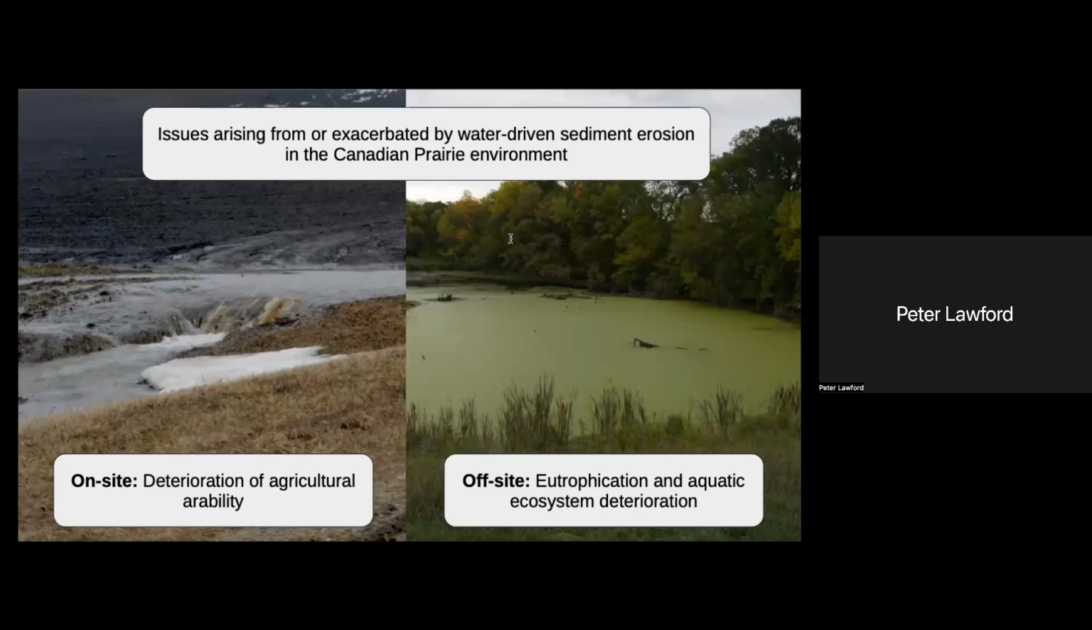If we consider soil erosion, there are several issues that arise from or are exacerbated by water-driven sediment erosion, which is what I'm most interested in for the Canadian prairies. We can divide these into on-site issues, such as deterioration of agricultural arability, and off-site issues, particularly eutrophication and deterioration of aquatic ecosystems. Eutrophication is particularly what I'm interested in in the end, but the relationship of sediment erosion to that.